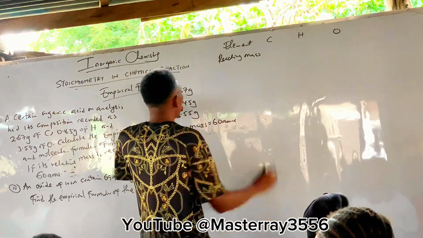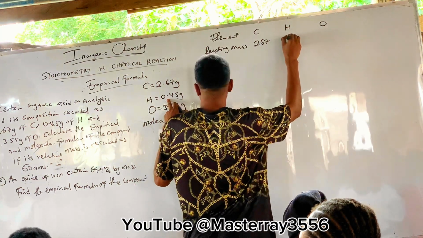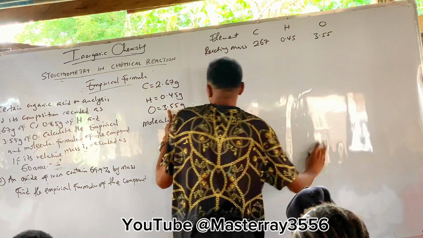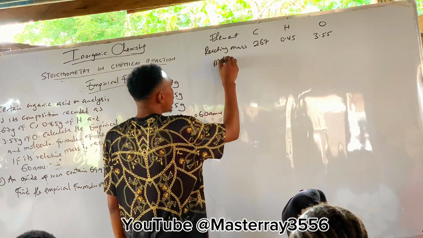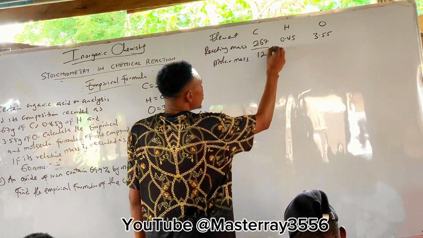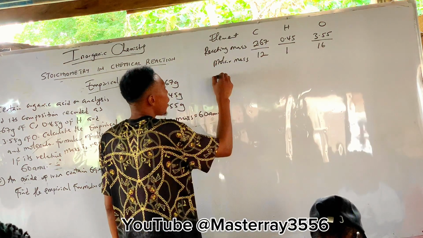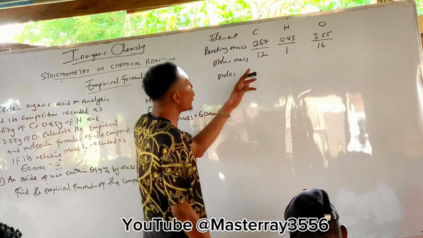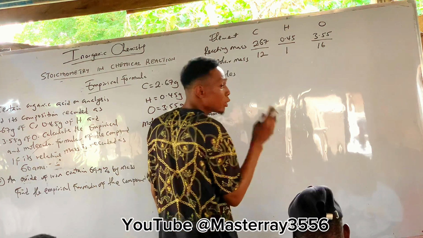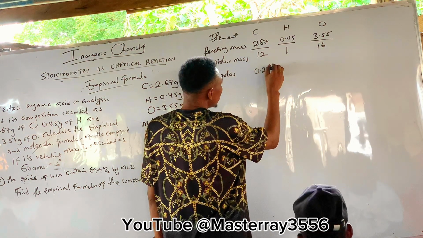So what is the mass of carbon? 2.67. And mass of hydrogen? And mass of oxygen? 3.55. Then after that we have molar mass. What is the molar mass of carbon? Molar mass of hydrogen? And molar mass of oxygen? When you divide, you are going to have what's called moles. So 2.67 divided by 12, approximate to 4 decimal places. What do we have? 0.2225?